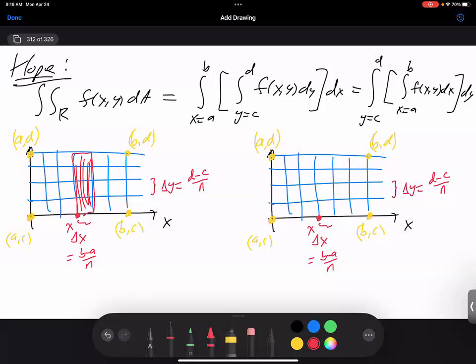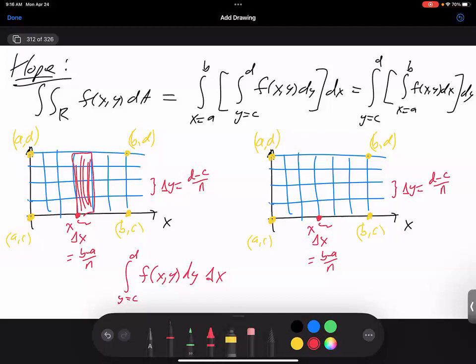And that would be the integral, y goes from c to d, of f. X is going to be fixed at x, and y is going to be varying, dy, and I would multiply that by delta x. And that would be the volume of the red. Does everybody see that?